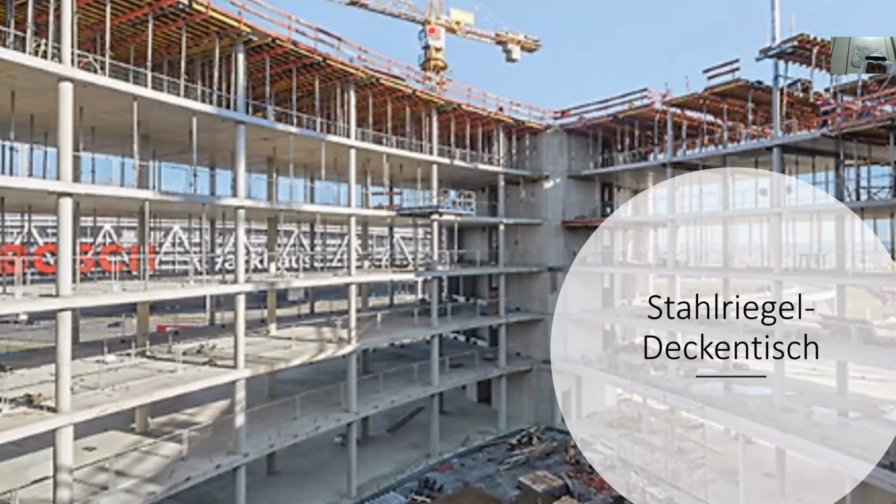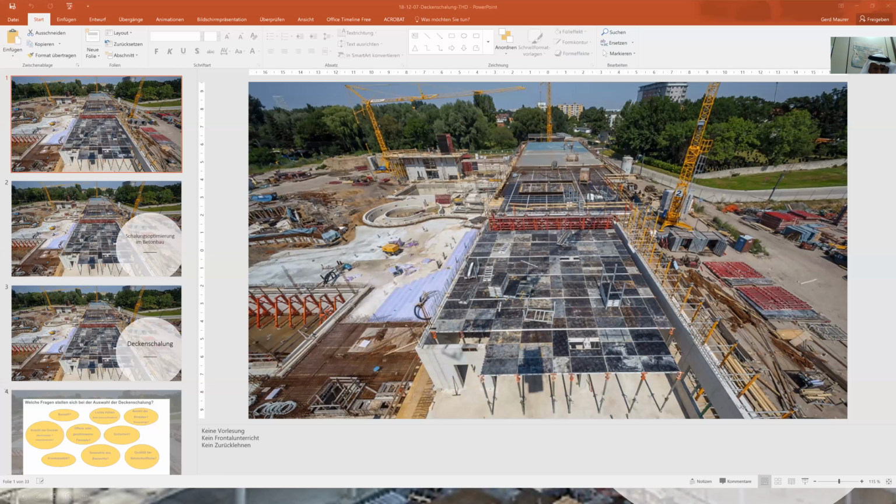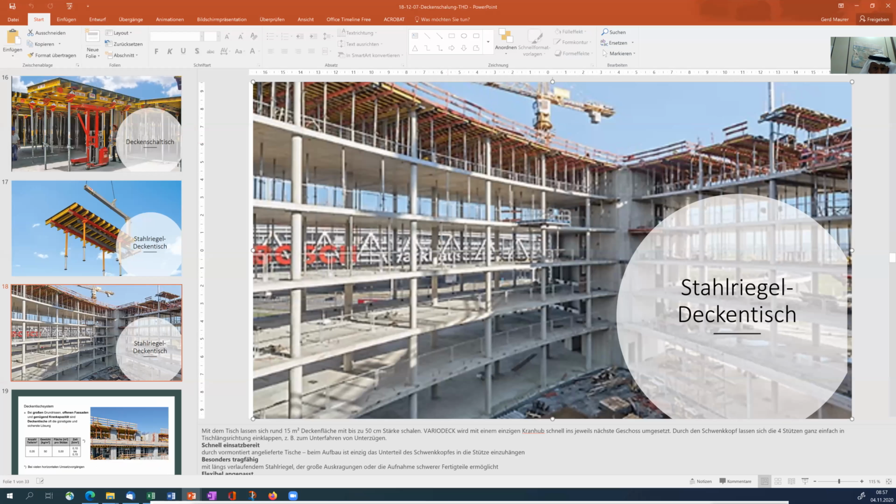You need a good tower crane to move this, and you're not so flexible as in the other types of formwork. So let me summarize. Actually, yes, you have to choose the suitable formwork for the specific project, and this is not always the same.